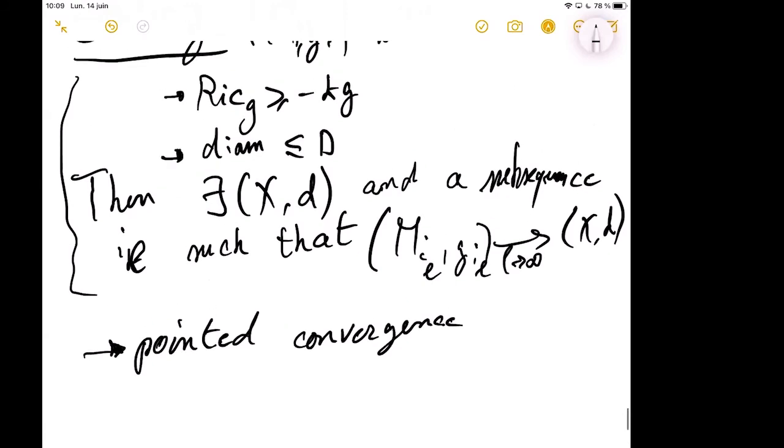But just if you allow pointed convergence, the diameter bound here is not necessary. Just a lower bound on Ricci curvature will give you a convergent subsequence in the pointed sense. Okay, maybe now we have 20 minutes. It's time for examples.